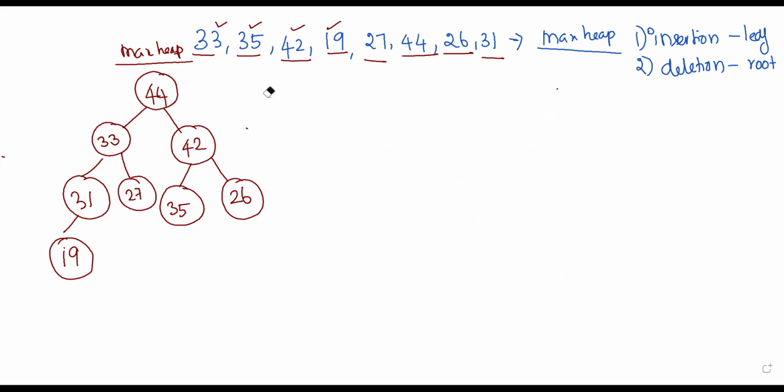Now we have to delete the node. How to delete it? Deletion will always happen at the root. So you have to delete from the root. So the first element you can delete is only 44.